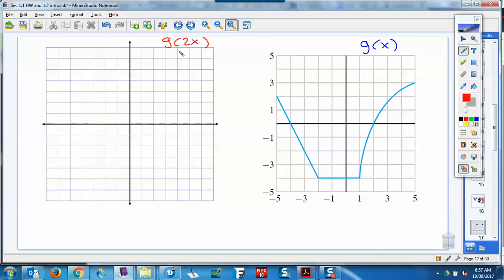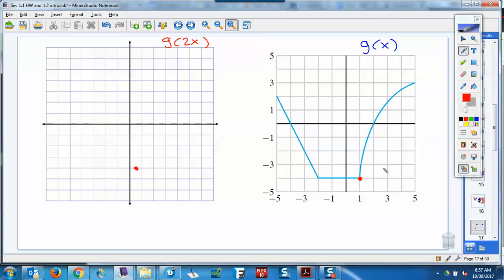So what does that mean? What does G of 2x mean? What did we just say? Which way does it go, horizontal or vertical? It's on the inside. It's with the input, with the x. It's on the x direction, so it's horizontal. It acts the opposite of what we think. It's going to compress by a factor of 2. That means any x value that is here at 1 is now going to be at 1/2.